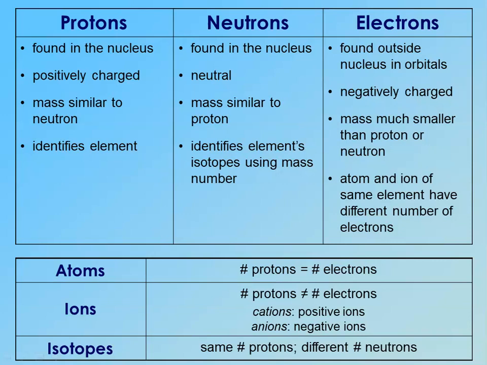So this video is going to focus on the atom. There's a fair amount of content in it, so I'm going to try to go through it as quickly as I can. Feel free to stop it wherever you need to. Overview of the atom. Protons, neutrons, and electrons are found in it.